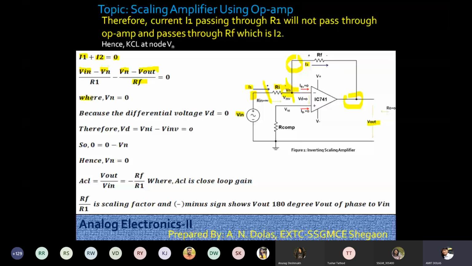Here, the voltage Vn is equal to 0 because the differential voltage Vd is equal to 0. Vd is equal to V non-inverting minus V inverting. Putting values, the differential voltage Vd is ideally 0. The non-inverting voltage, across RCOM, is of course 0 as it is connected to ground, and the inverting voltage is Vn. So Vn will be equal to 0. Putting this, you will get what?